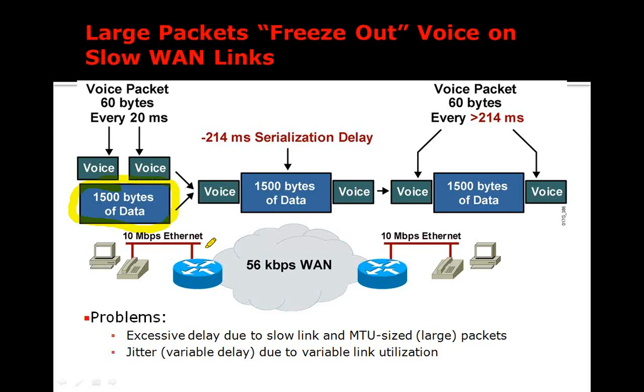So what does this mean? Well, we can create 214 milliseconds of serialization delay to get that 1,500 byte packet onto the wire. That's a huge amount of delay. So that's actually going to kill our voice quality, because obviously 214 is more than 150. It's also going to be a huge jitter on our network, because it's going to cause some packets to be much slower getting into the network than others. So this is going to create some delay and some problem for us.